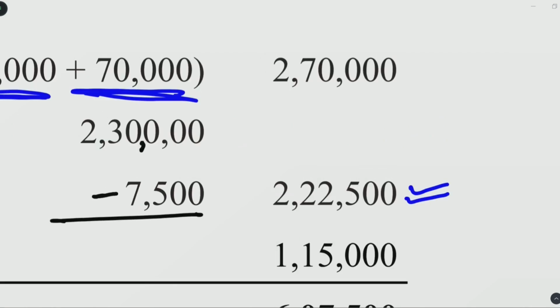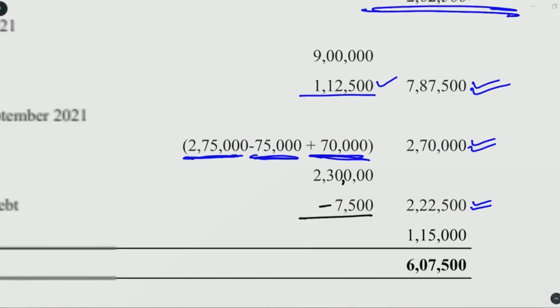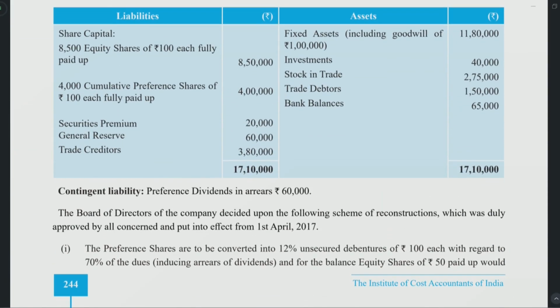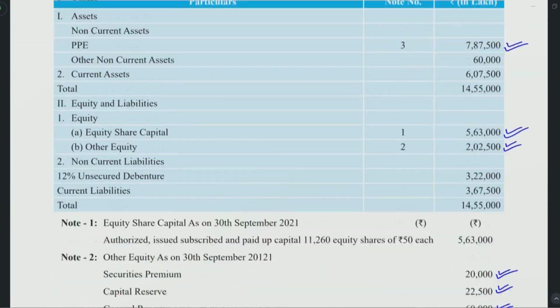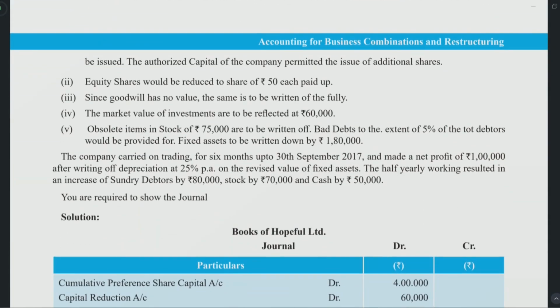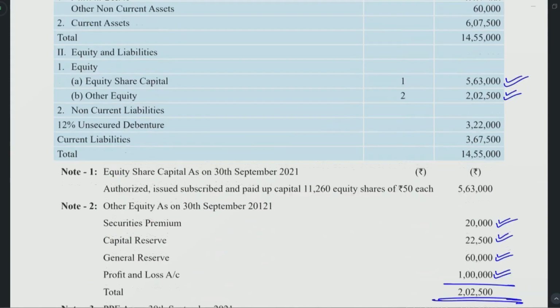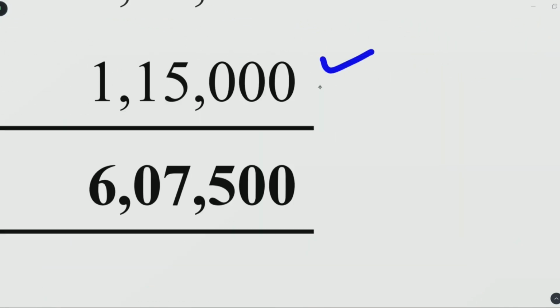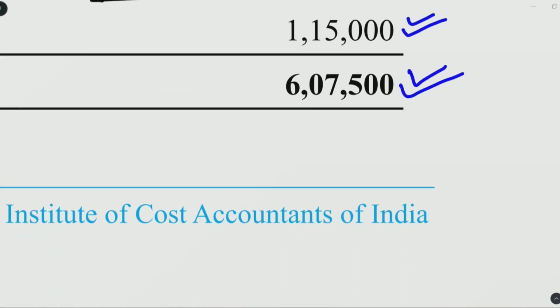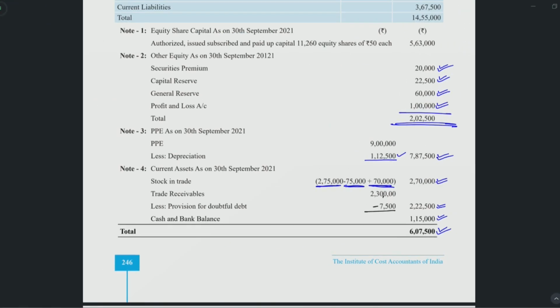So 2,22,500 is the amount of your debtors. 2,70,000 was the amount of your stock, and cash. If you see in the balance sheet, what was the cash given? 65,000 was the cash given, correct? And when 65,000 was the cash given, the increase in cash is by 50,000. So this will be definitely 1,15,000, and the aggregate comes to 6,07,500. So everything matched up.